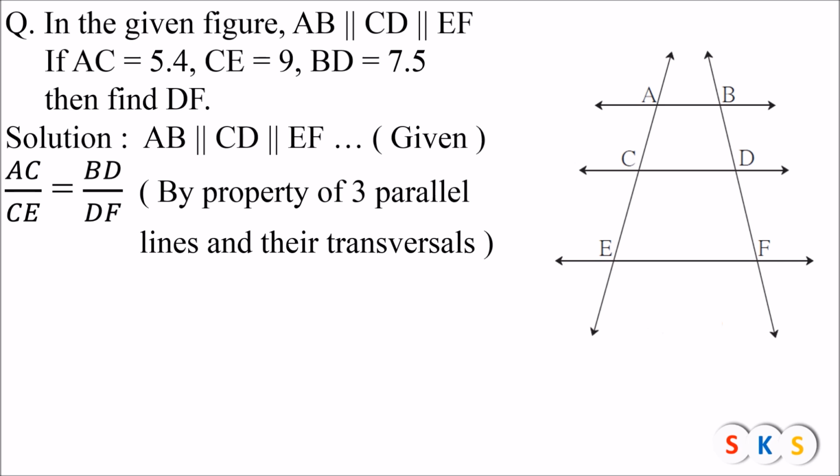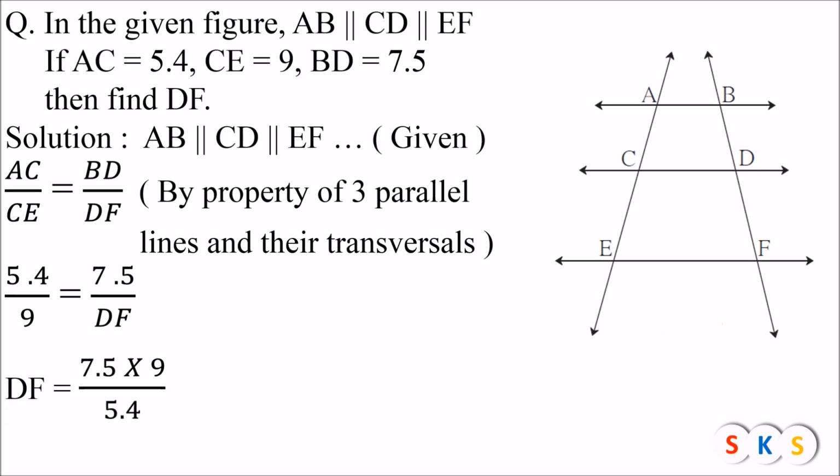Now we will substitute the values. We will get 5.4 upon 9 equals 7.5 upon DF. Therefore DF equals 7.5 into 9 whole upon 5.4. Now we will simplify this. We will get DF equals 12.5.